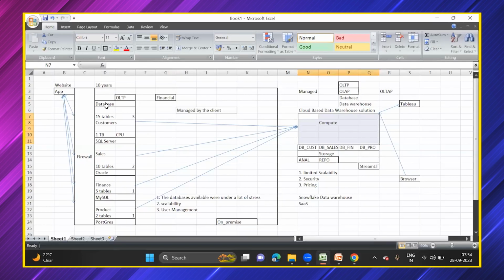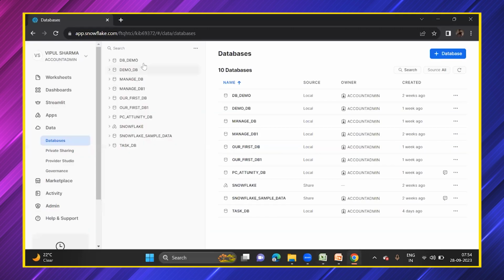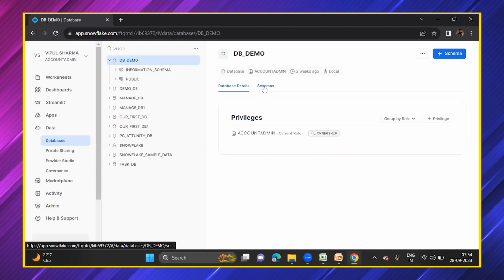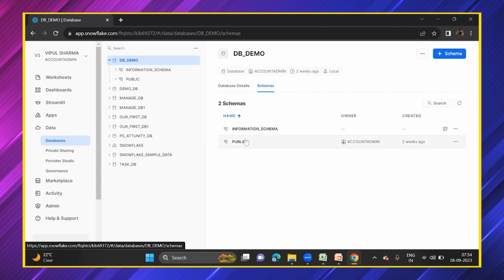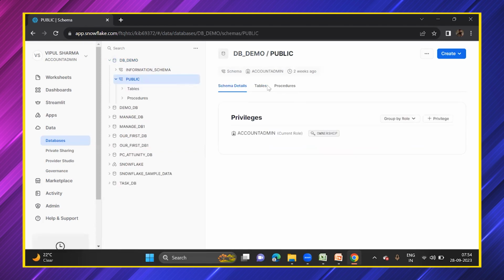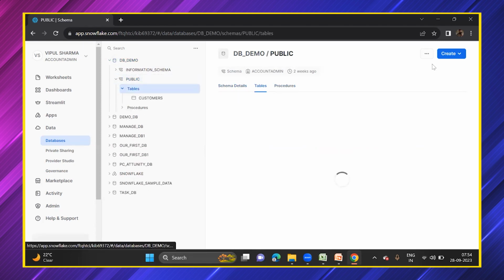So again, just like in your on-premise system or in the cloud system previously, in the SQL Server, you had to install the SQL Server, and then within that, you can create multiple databases. Within the databases, you have schemas, and within those schemas, you can create tables. So the same thing will happen over here. This is your system. Within this, you can create a lot of databases. Within the databases, you can create a lot of schemas. And within the schema, you can create anything, right? You can create tables, you can create procedures.